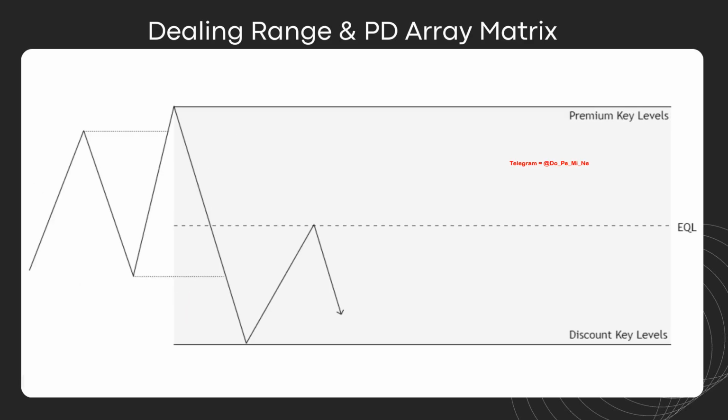Now let's move on to our dealing range for bearish market conditions. In the case of a bearish dealing range, price will tend to retrace to a premium key level or to the equilibrium of this whole dealing range before moving lower, as you can see in the graphics. That's what happens in a bearish market condition or inside a bearish dealing range.